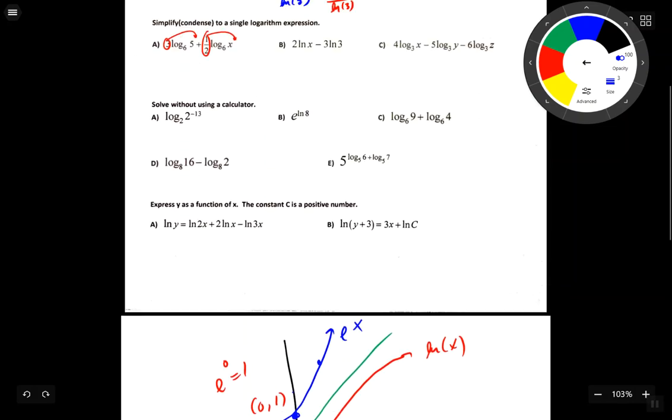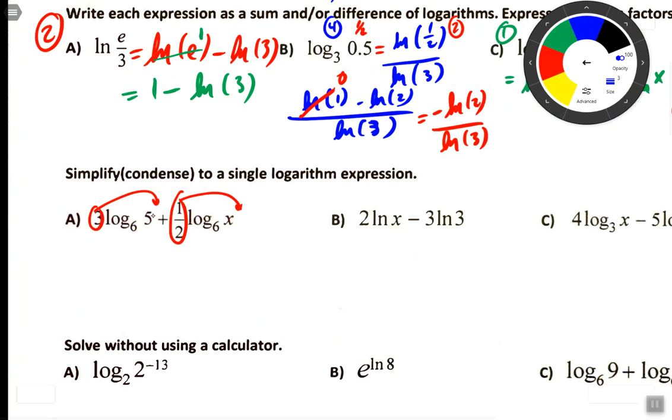So back up here, notice that the coefficient becomes the power of the argument. It's the thing that we are operating on. Which one's a coefficient? The coefficient's the number that's multiplied all the way out in front. And then guess what our base is? Our base is 6 on this. See the base? That's going to become important when we start solving. You need to know what base you're in.